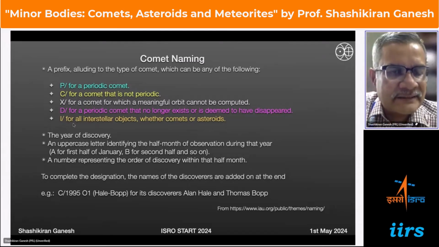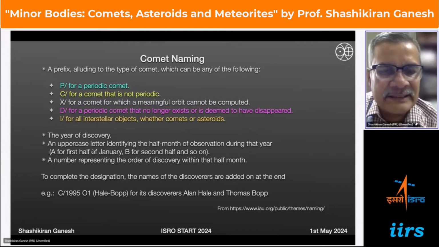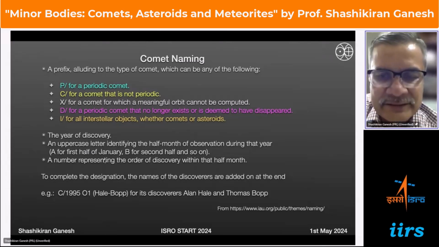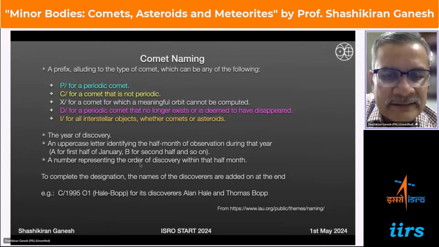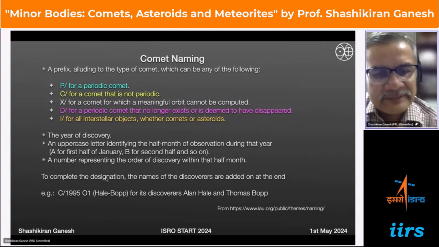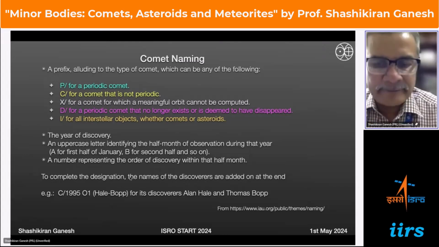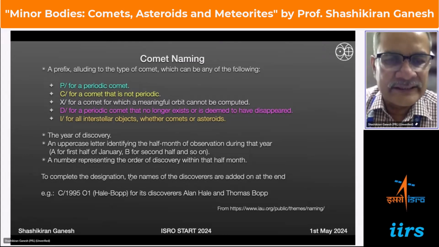So after this letter, you add the year of discovery and then an uppercase letter identifying the half month of the observation, as well as a number in the order of discovery within that half month. And to complete the designation, the name of the discoverer is added at the end. Okay, so this is how comets are named.